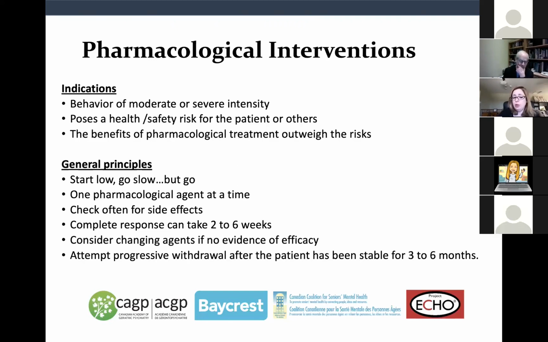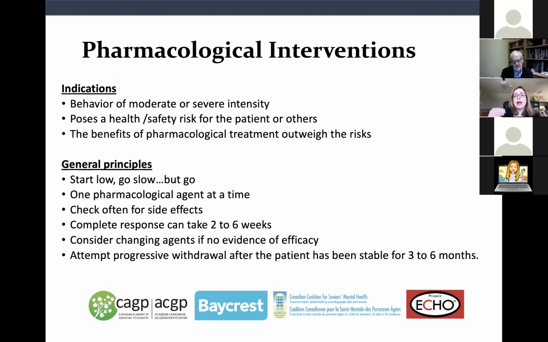We need to use one pharmacological agent at a time, because if I prescribe 2 medication and withdraw 1, I don't know what's happening. Is it a side effect of the new one? Is there withdrawal from the other? So one change at a time. Check often for side effects. Those patients are very fragile to side effects. Complete response can take 2 to 6 weeks. One needs to consider changing agents if there is no efficacy that shows itself.